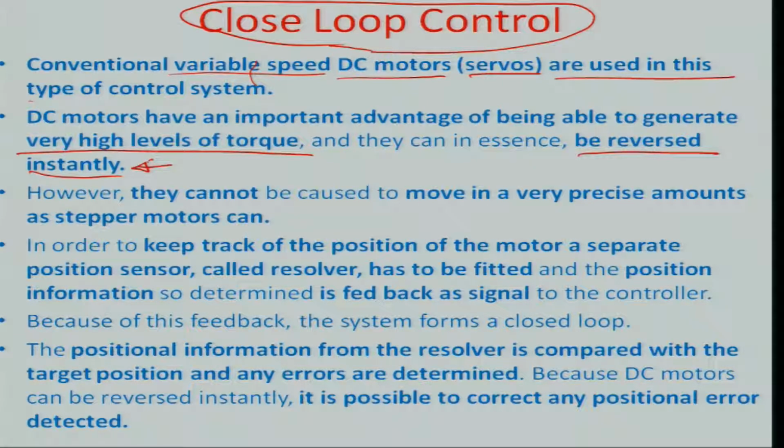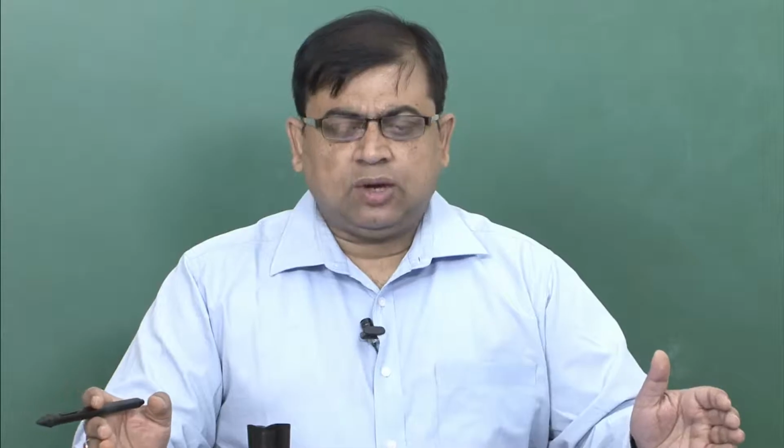advantage in this particular case, that you have a reversal, but they cannot be caused to move in very precise amounts. Just as we were seeing in the open loop case earlier, the precision of stepper motors cannot be achieved by DC motors. There is always an undershoot or an overshoot kind of situation where the motor may end a few more degrees than what it was required to traverse, because of its own inertia, etc. It takes some time to brake, and this is realistically not a quick start, quick stop kind of system.